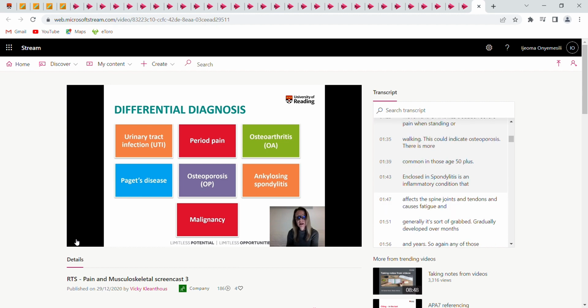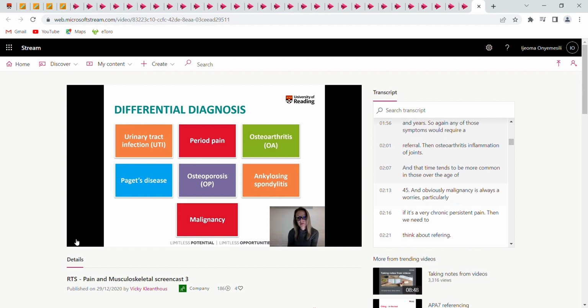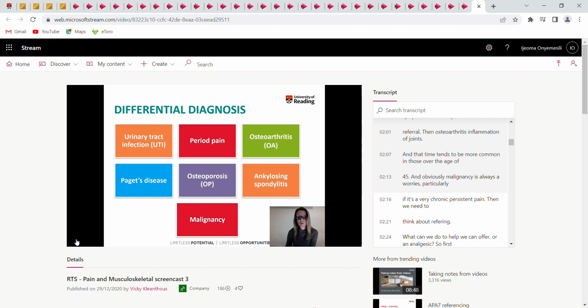Ankylosing spondylitis is an inflammatory condition that affects the spine, joints and tendons and causes fatigue, and generally it gradually develops over months and years. So again, any of those symptoms would require a referral. Then osteoarthritis, inflammation of joints, tends to be more common in those over the age of 45. And obviously malignancy is always a worry, so particularly if it's a very chronic persistent pain, then we need to think about referring.